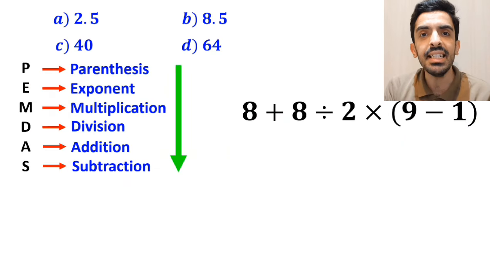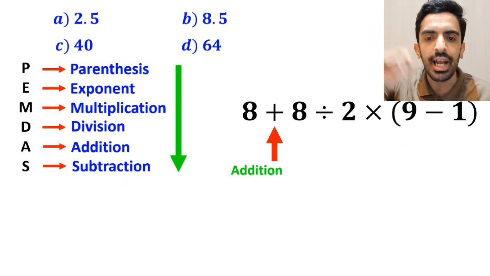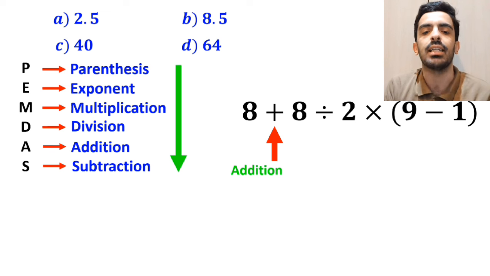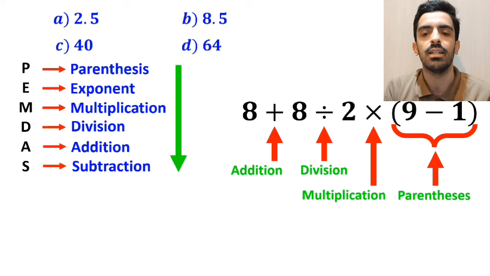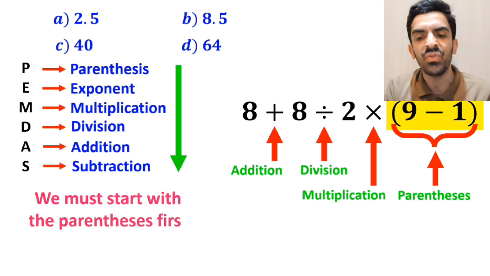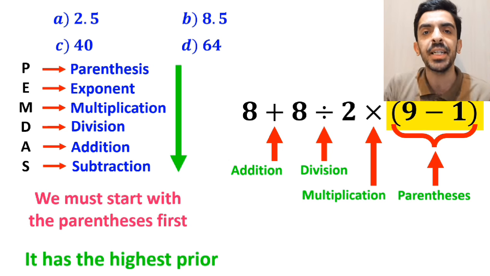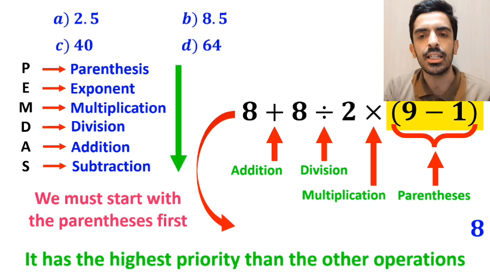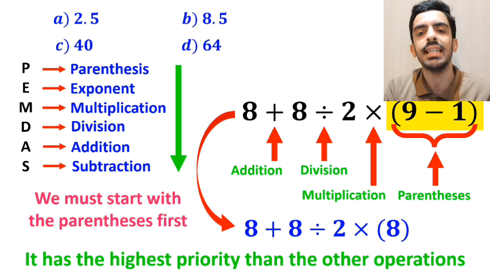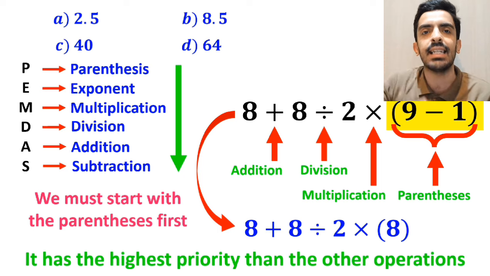Alright, as you can see in the image, in this expression, first we have an addition sign, then a division sign, followed by a multiplication, and finally parenthesis. We must start with the parenthesis first, because it has the highest priority among the other operations. So, instead of this expression, we can write 8 + 8 ÷ 2 × 8.